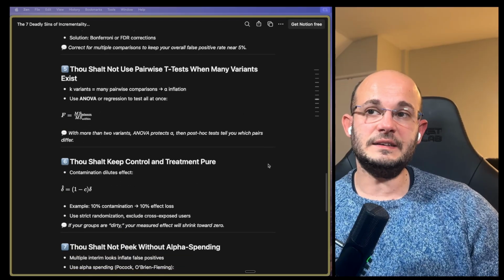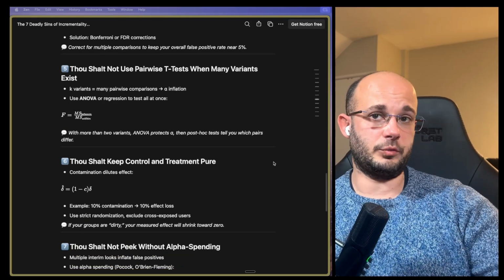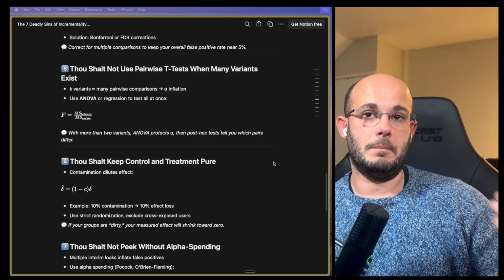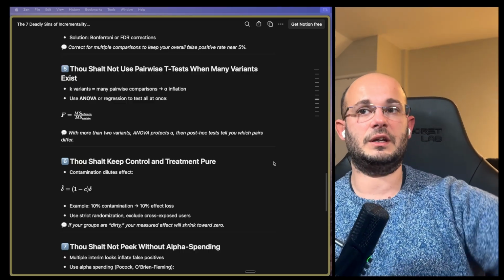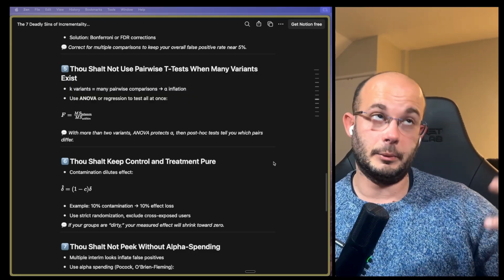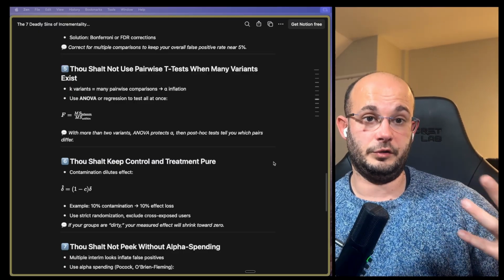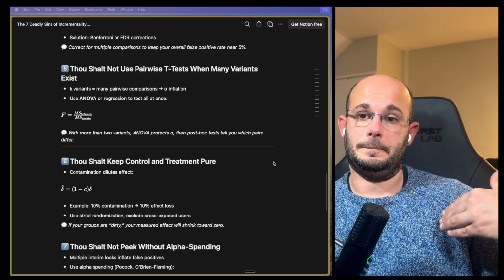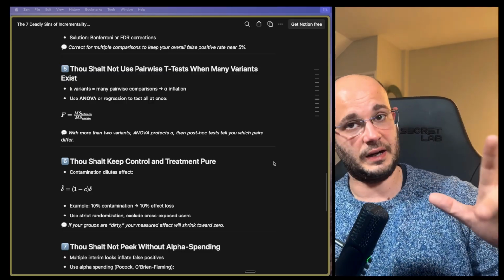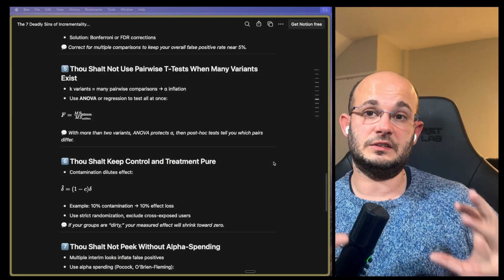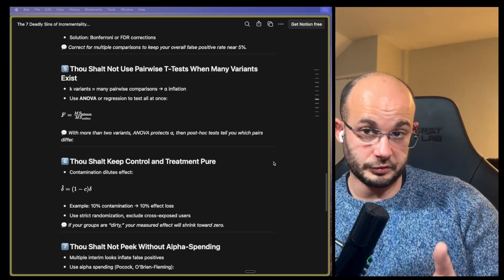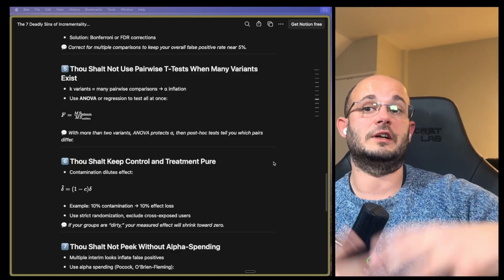Now, related with this is the fifth one. Thou shalt not use pairwise t-tests when many variants exist. As I said, most hypothesis testing is pairwise. You are comparing alternative A with alternative B, hence A/B testing. If you have more variants, ABC or campaign 1, 2, and 3, or campaign 1 and 2 and no effect, then a regular t-test is a wrong test to do. Basically, you either use ANOVA or you use a regression to test all at once.